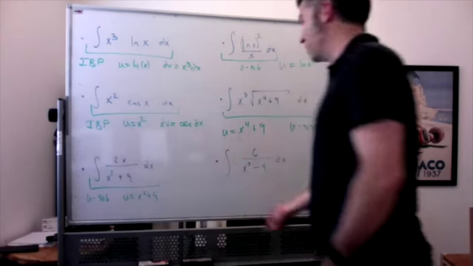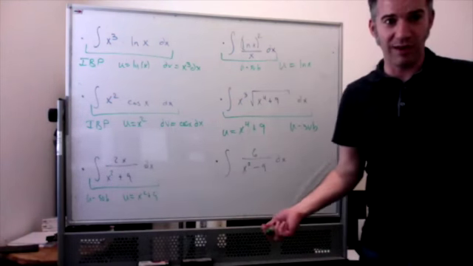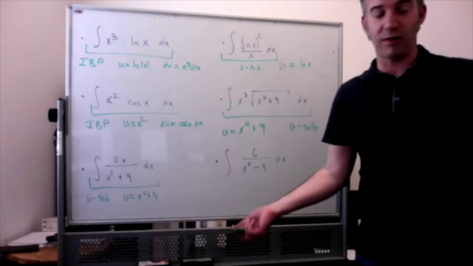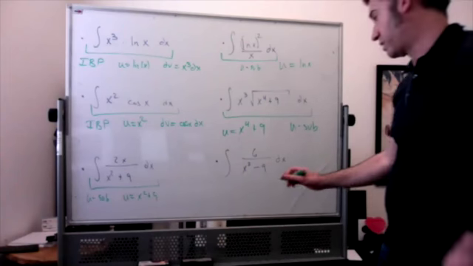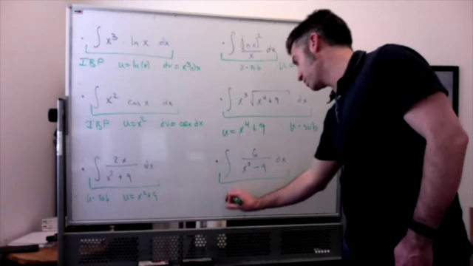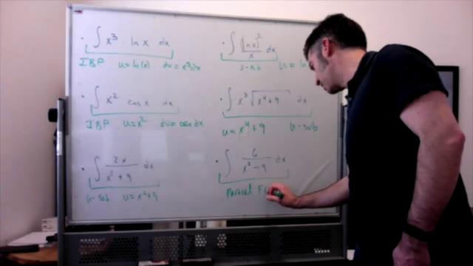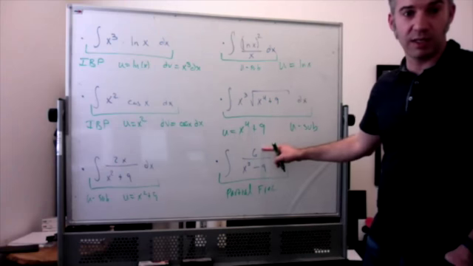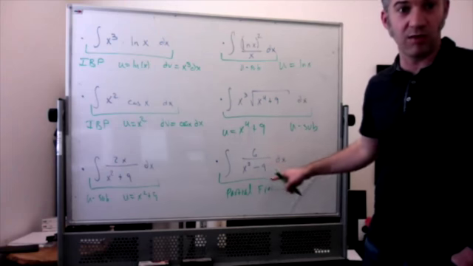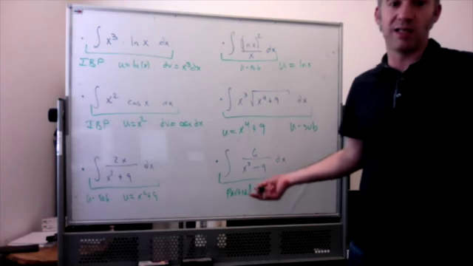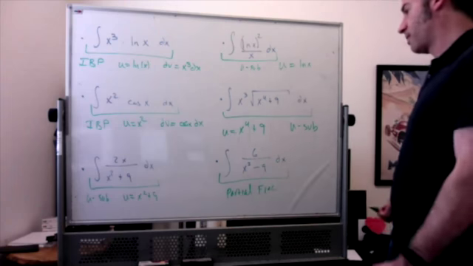And then this last one, well, I said we had to use all of them, and we haven't used partial fractions yet. So this one is partial fractions, and we can see that because the degree on top is less than the degree on the bottom, and the denominator does factor. And it's not a u sub.